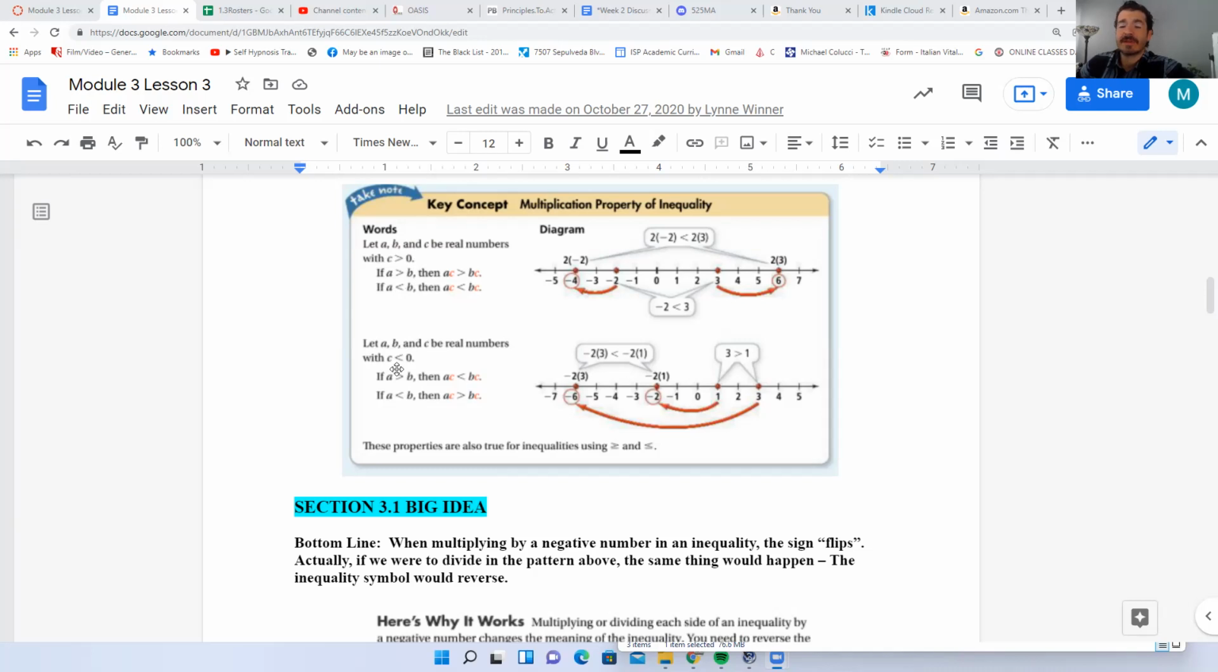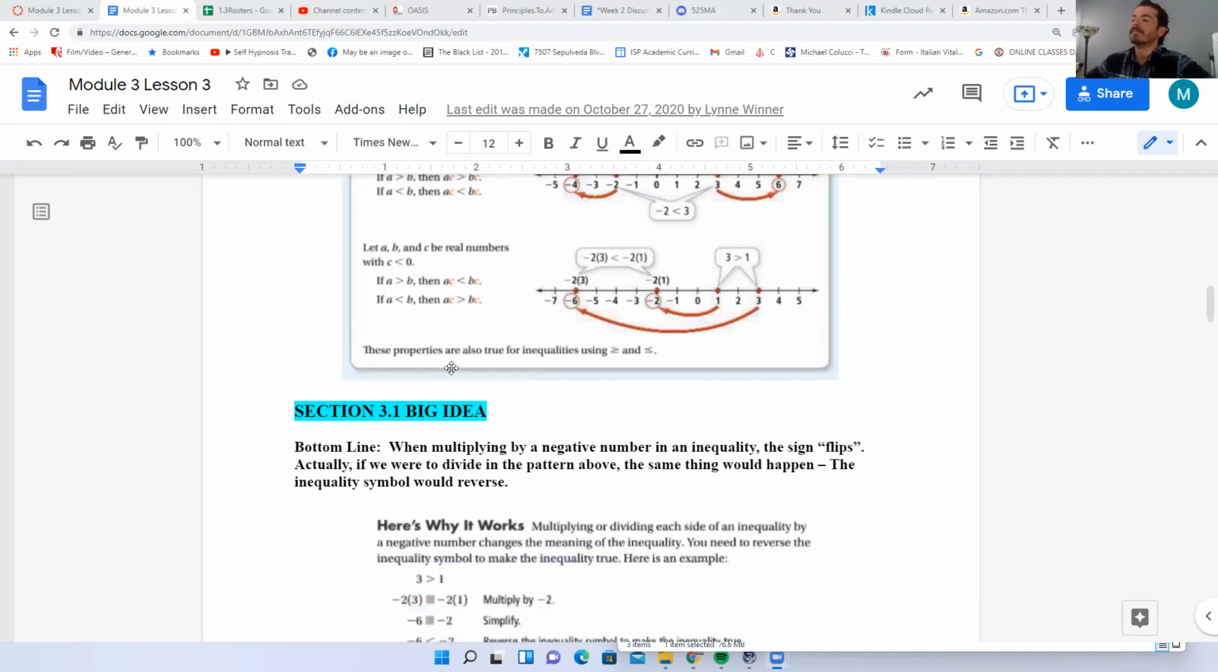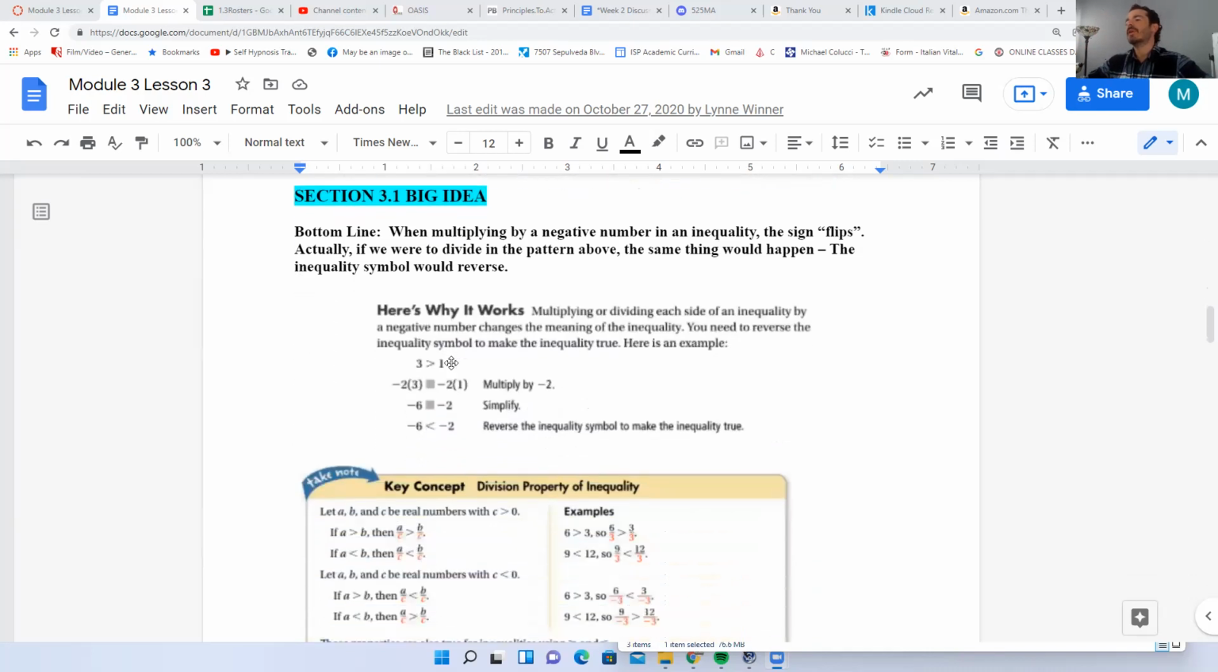And this is the opposite of that when C is less than 0 and the signs do change. So in this case, they're multiplying by a negative number. C is less than 0, so it's negative. So if A is greater than B, then A times the negative number is less than B times the same negative number. And the reverse of that is also true. If A is less than B, then A times the negative number is greater than B times the negative number. Bottom line, when multiplying by a negative number in an inequality, the sign flips.